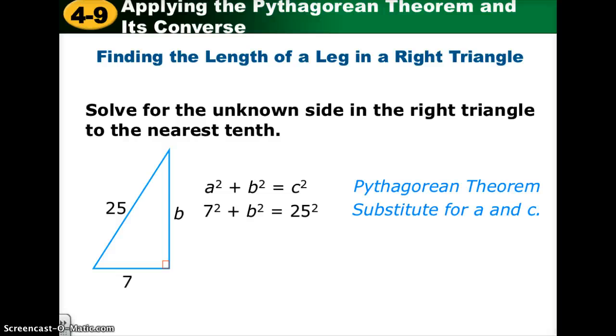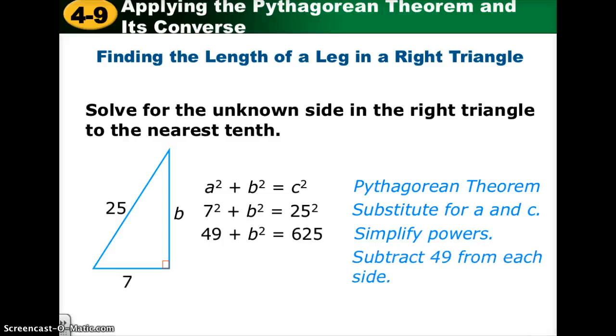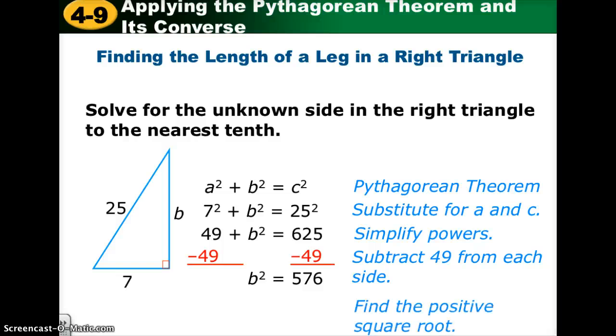Here's where our algebra comes in handy. We simplify both sides, so 49 plus b squared equals 625. Subtract 49 to get b squared by itself, and we have b squared equals 576. That is not the length of b though. We need to take the square root of both sides to get b equals 24. So just to show where that came from, the square root of 576.